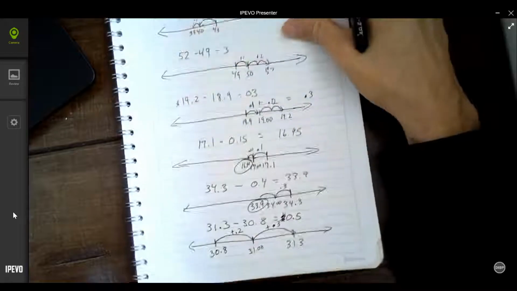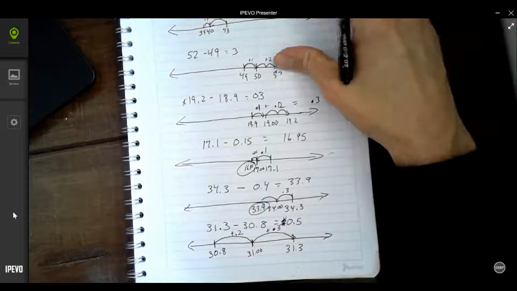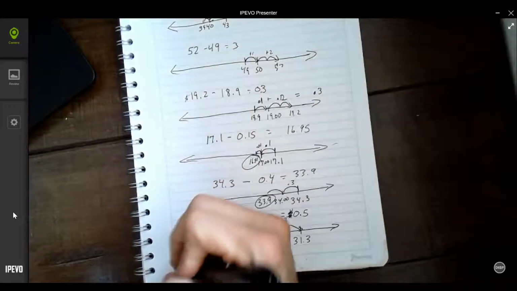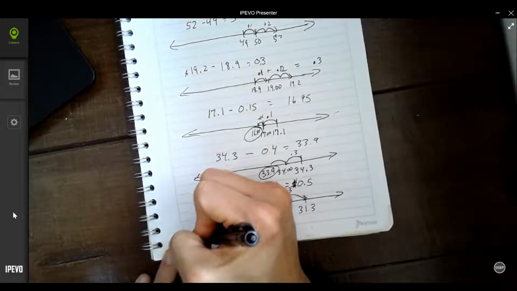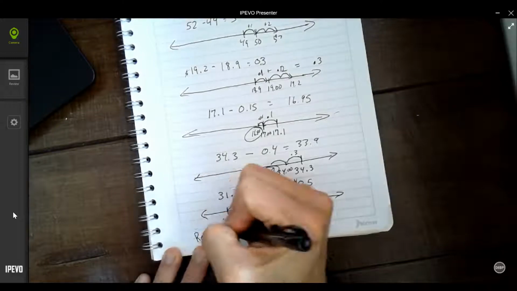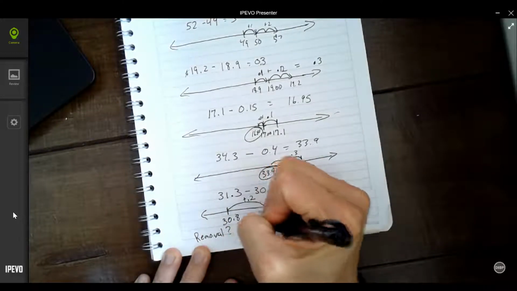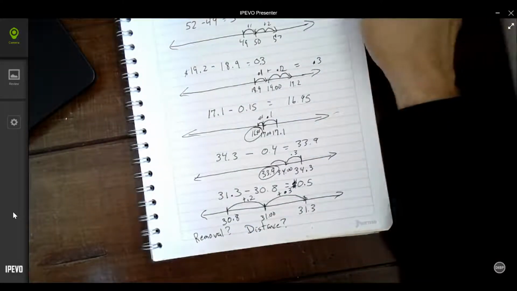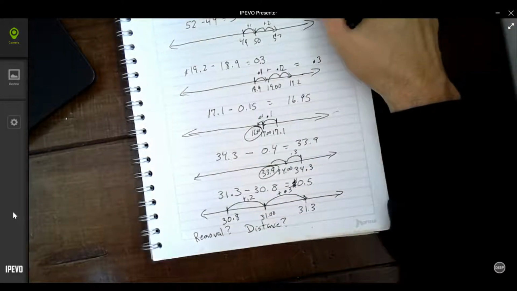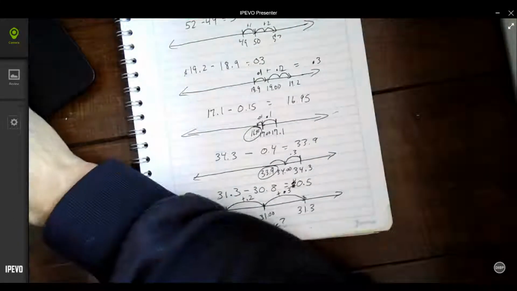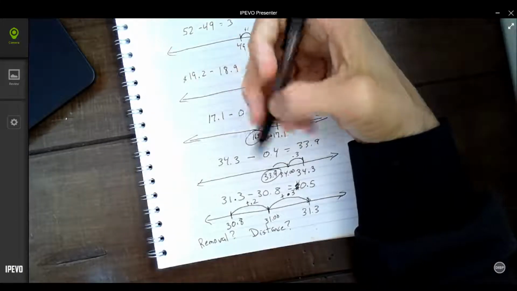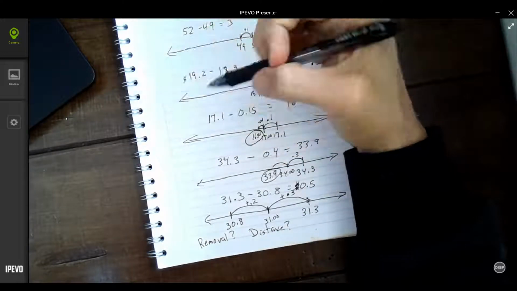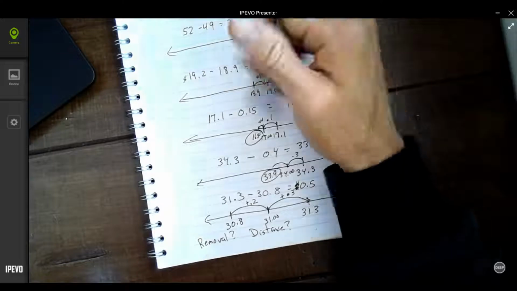Okay, so again, with your partner, with your group, have that conversation. When do you use the removal strategy? When would you use the distance strategy? And do you have any questions, comments, or concerns about those things? Be sure you are writing down your ideas and your answers in your math notebook, not just talking about it. So have a conversation and then write down your ideas in your math notebook.